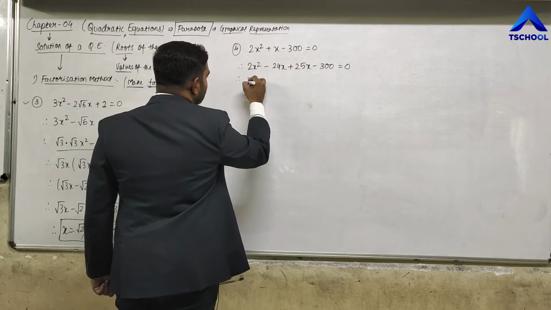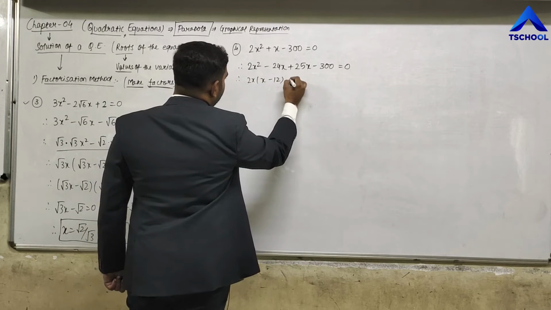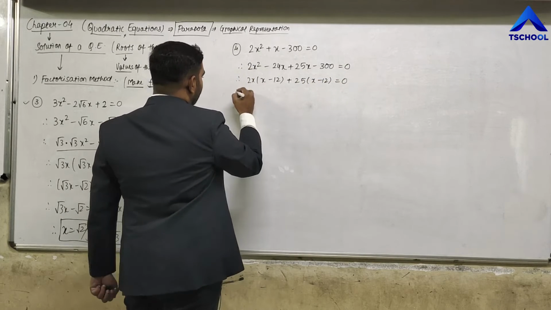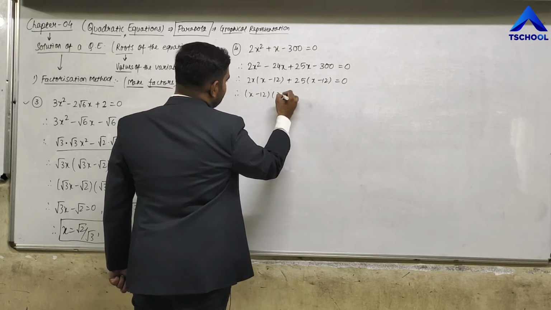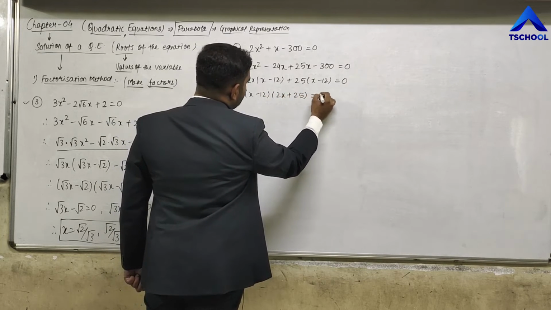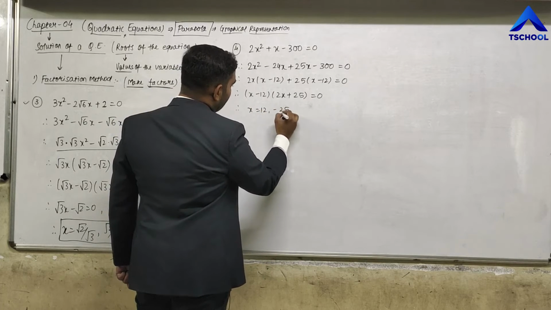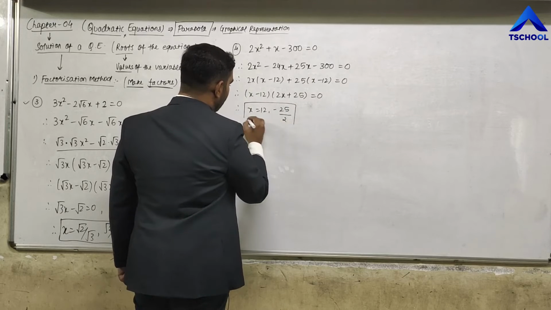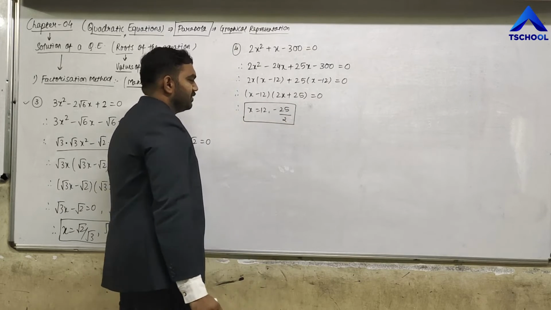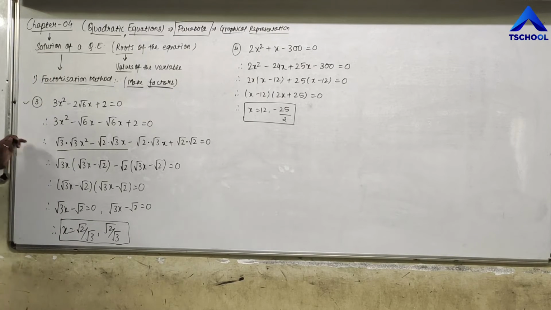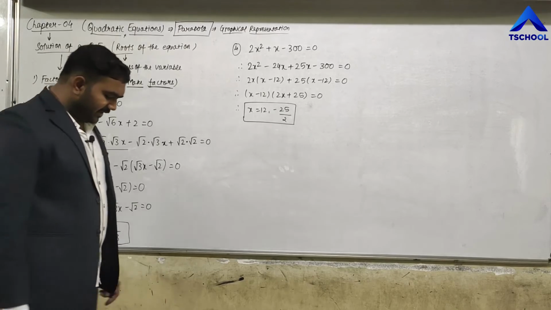Therefore, you can take out 2x common, plus here 25 is common. Therefore, x minus 12 into 2x plus 25 equals 0, and hence x equals 12 and minus 25 by 2. Is it clear, friends? So, you can see that the solution to the given quadratic equation, or the roots of the given quadratic equation, are 12 and minus 25 by 2, right?